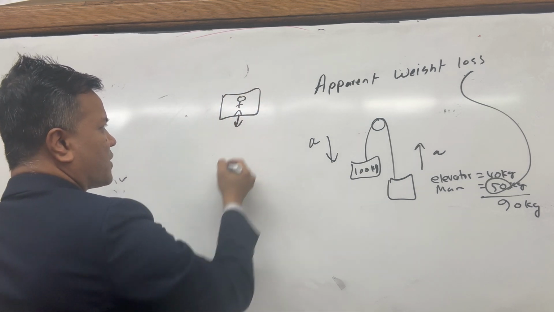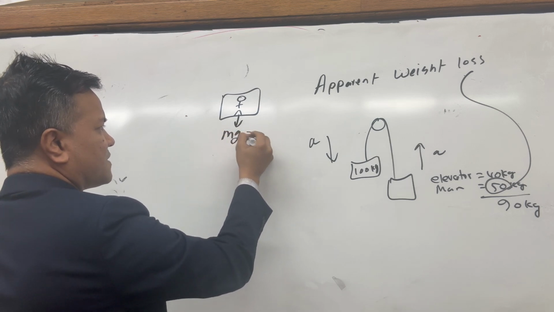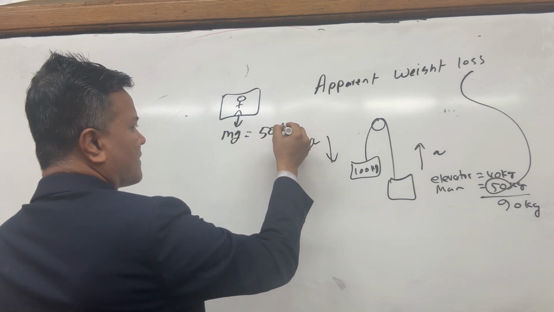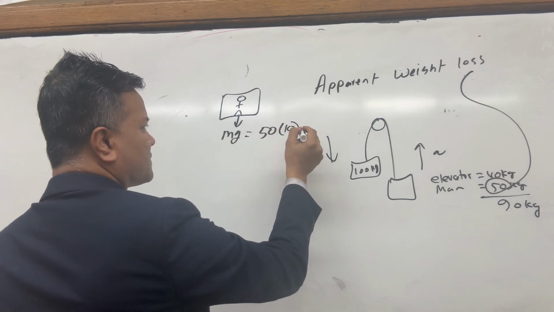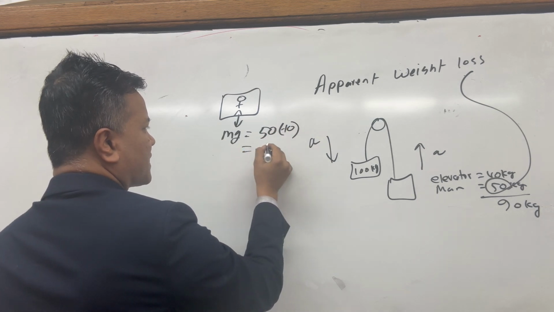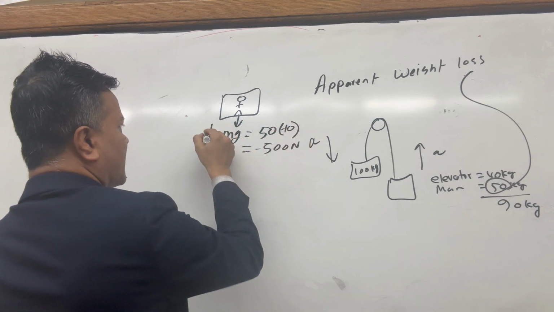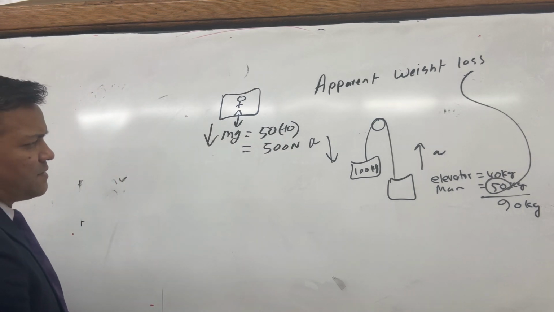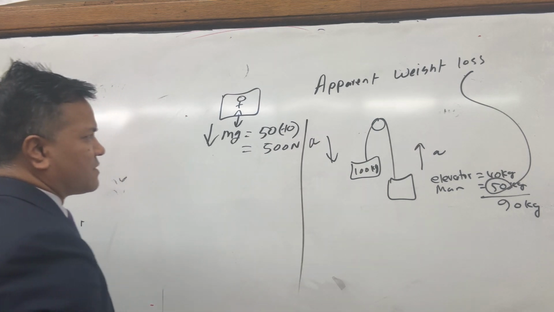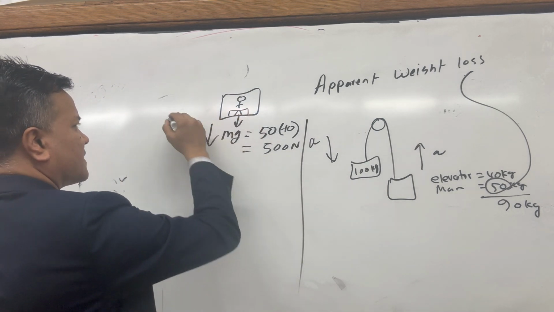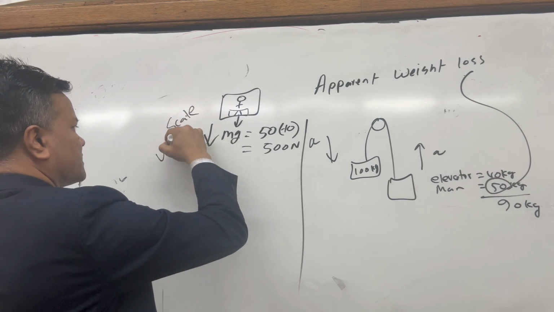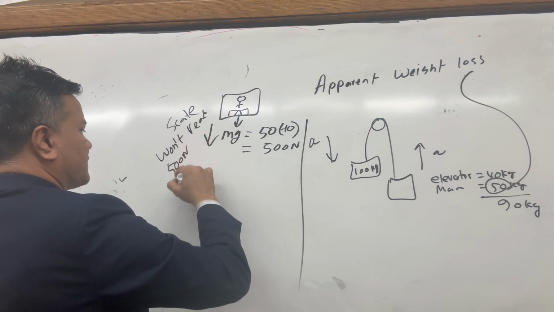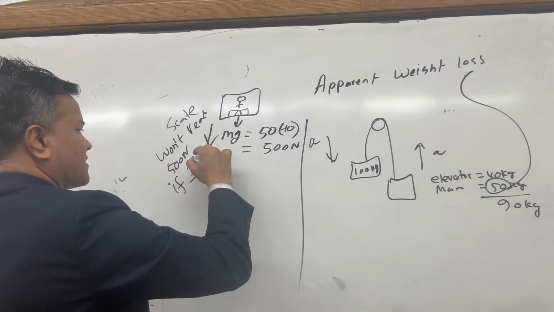So what is his weight? mg. So I asked you to use 10. So 50 times 10, which is 500 Newton. Negative 10, which is negative 500 Newton. So I'm going to put an arrow so I can remove the negative sign. So the person's weight is 500 Newton. However, the scale reads 500 Newton only if there is no acceleration.